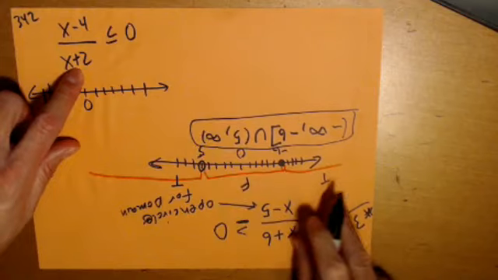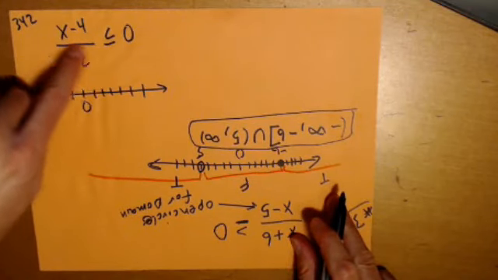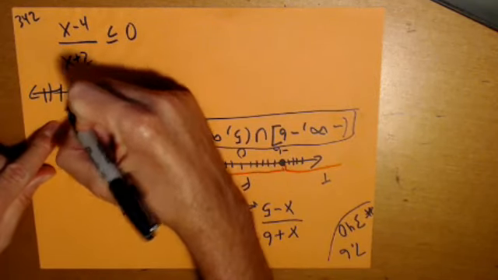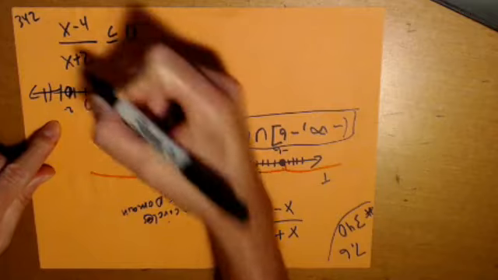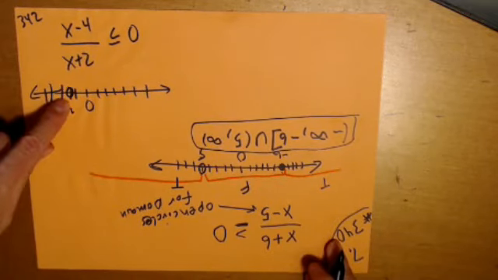Okay, so first thing we do, the denominator. Set it equal to 0. x plus 2 equals 0 would give us -2. So at -2, open circle, because we're not allowed to be equal to -2. So the denominator always gets an open circle.